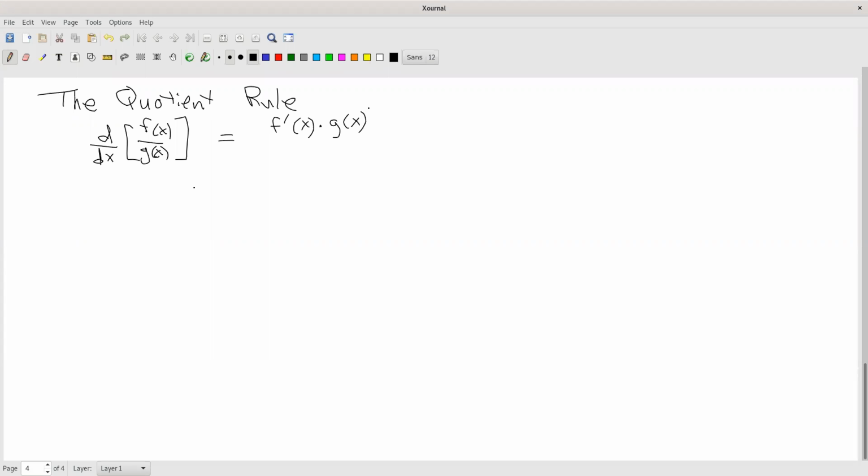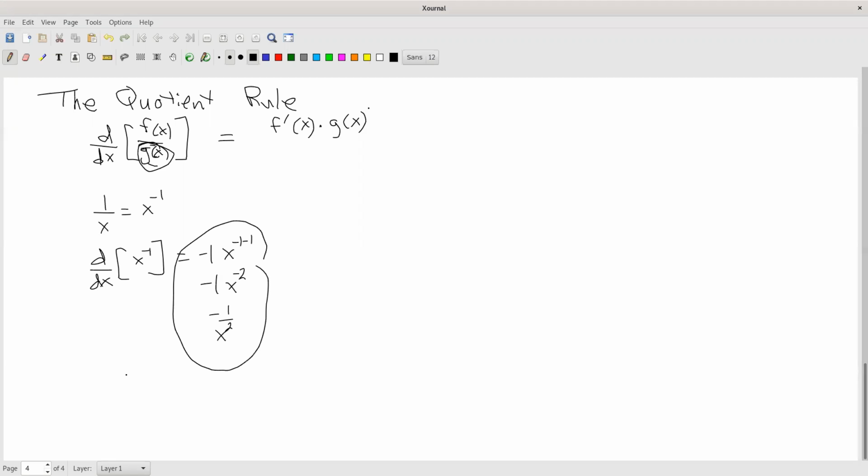Now, since g of x is in the denominator here, think about the idea that 1 over x can be written as x to the negative 1. And we have our derivative rule for powers, like x to the negative 1. The rule is bring the power down and then reduce that power by 1. So I get negative 1 x to the negative 2, or I could say that's negative 1 over x squared. And so this basically happens to g because it's in the denominator.